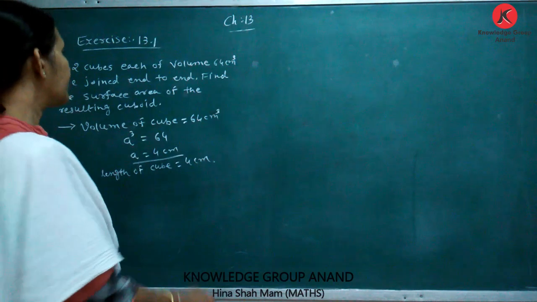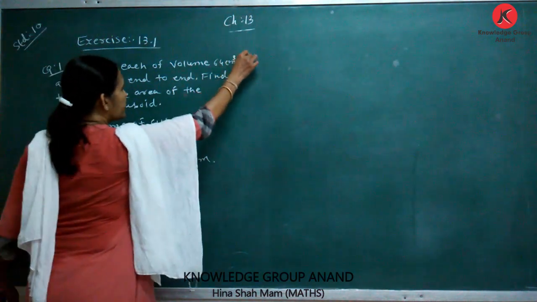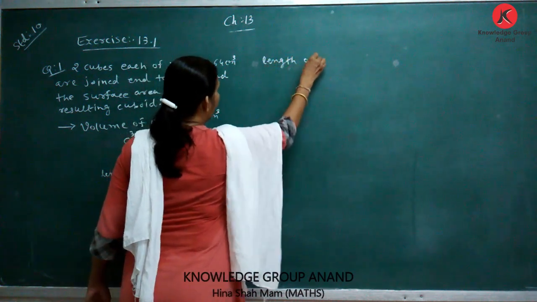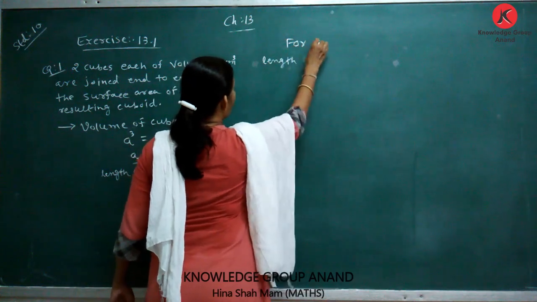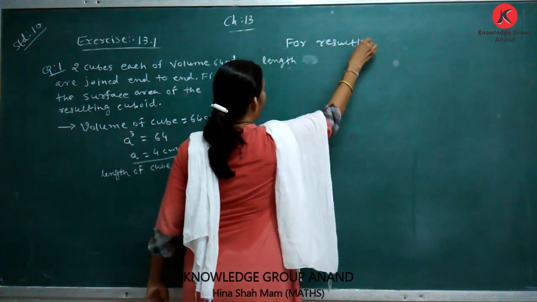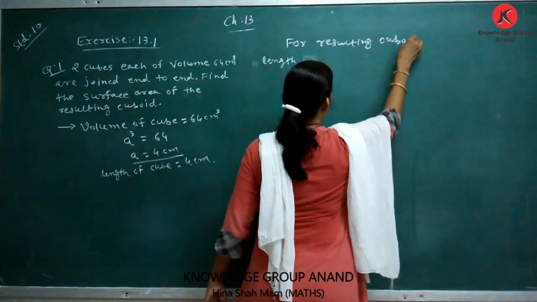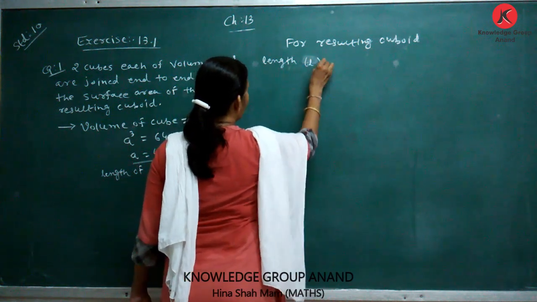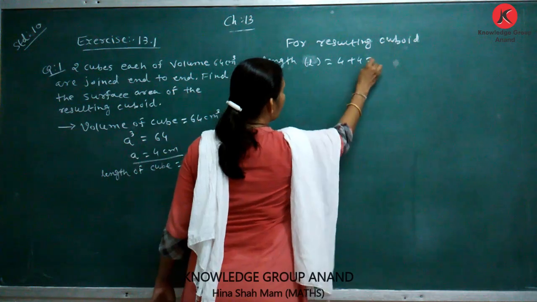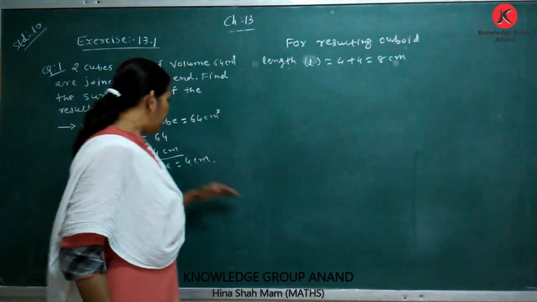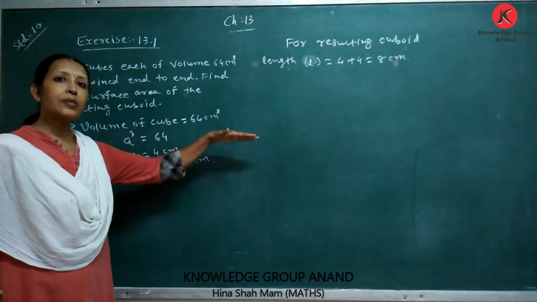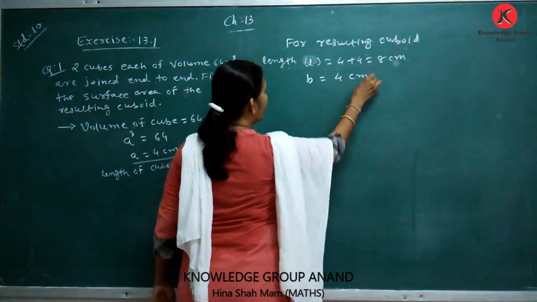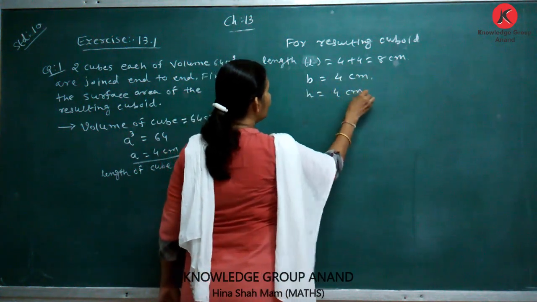Then we write for the resulting cuboid: length, that means L, is equal to 4 plus 4, is equal to 8 centimeter, because two cubes have length 4 plus 4, then 8. Breadth is equal to 4 centimeter and height is equal to 4 centimeter.